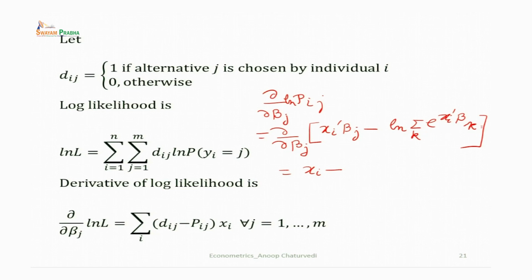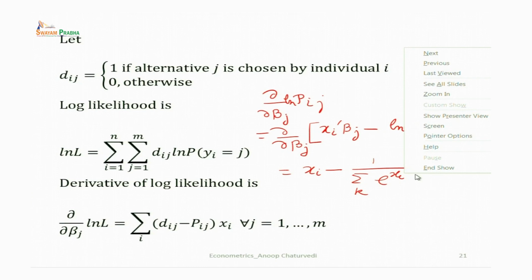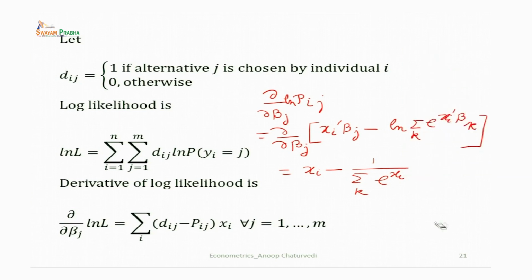minus, if you take the derivative of this term, then you get 1 upon summation over k e to the power x_i transpose beta_k. And since you are differentiating with respect to beta_j, you get e to the power x_i transpose beta_j here, and then you get x_i also. So this is actually equal to x_i minus this probability, which is p_ij x_i.